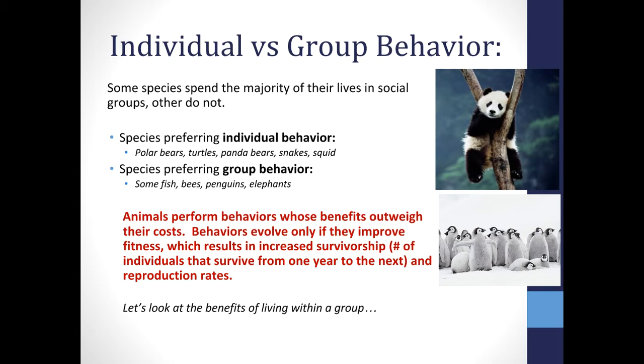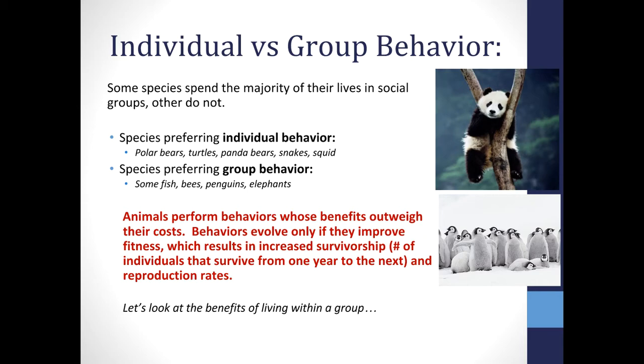Okay, so if we look at individual versus group behavior. So some species spend the majority of their lives in social groups, while others do not. So if we look at this panda bear hanging on that tree so cutely, versus the penguins, those live in a group. So why does the panda bear live alone and the penguins live in a group? Let's see, some examples there of species that prefer individual behavior versus group behavior.